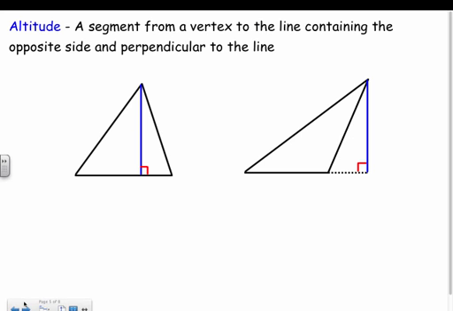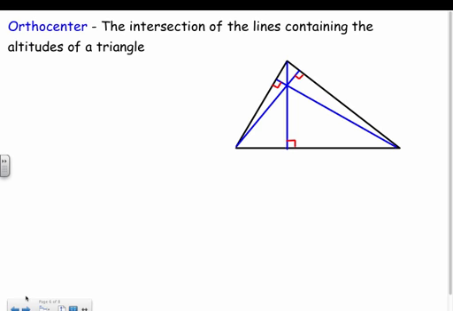With altitudes, we're still going from vertice, but instead of opposite midpoint, we're going to the opposite side perpendicular to the line. So if I look at this top vertice here, I went to the opposite side and made a perpendicular. And sometimes you have to go outside the triangle to find that. Hence my triangle over here. If I look at this vertice, the opposite side perpendicular falls outside that triangle. So my altitude, when they intersect, they can intersect inside or outside of the triangle.